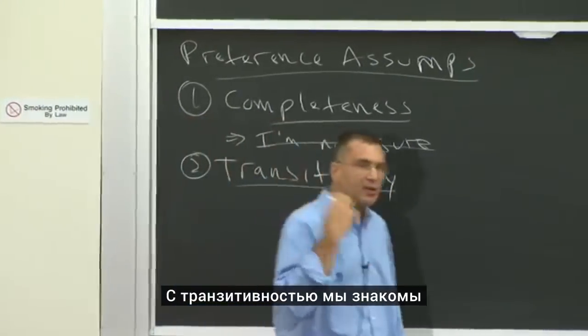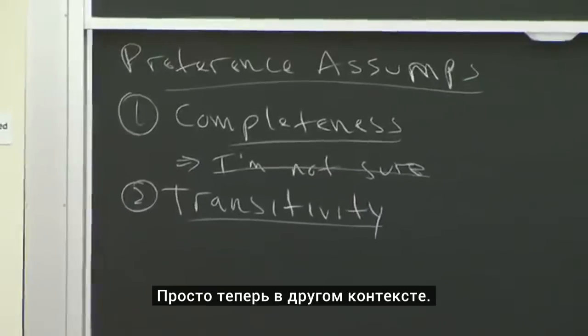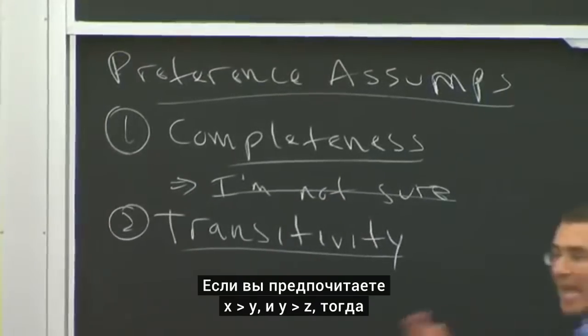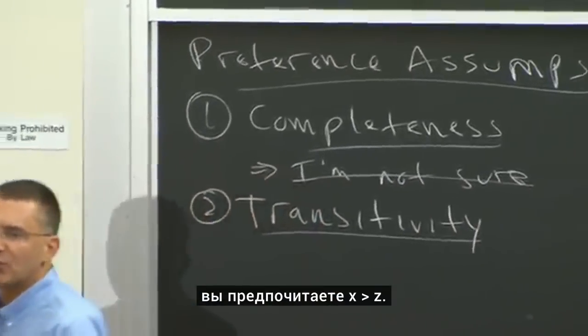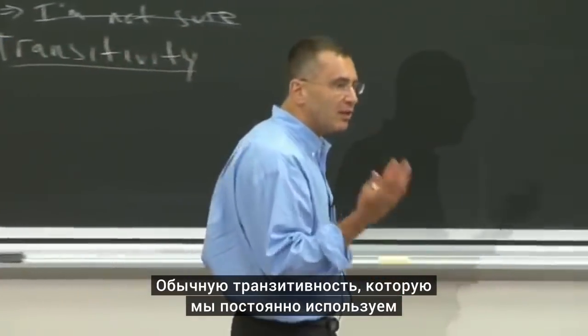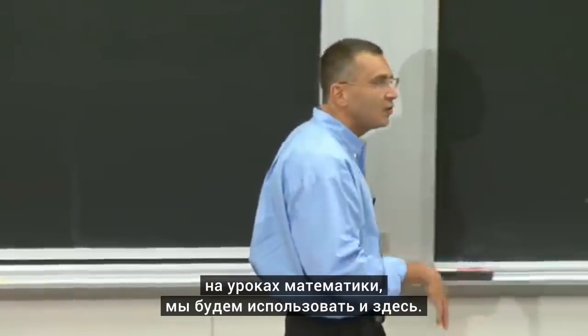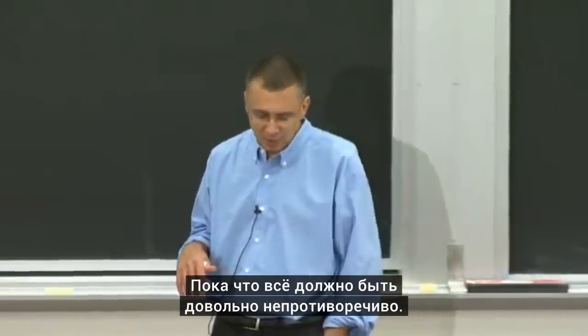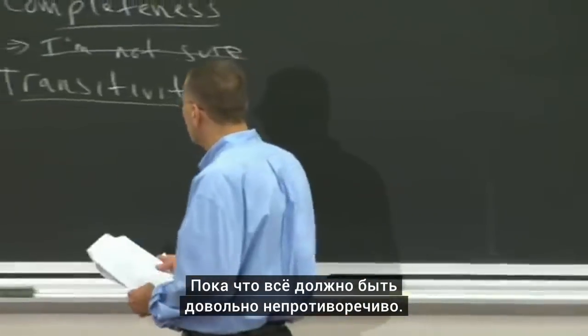The second is transitivity, which is something we've been learning since kindergarten, right? In all sorts of different contexts. That's just for X to Y and Y to Z, you got to prefer X to Z. Okay, you guys should do transitivity in your sleep by now. Okay, so the standard transitivity we always assume in math class, we're going to assume here as well. Okay, that should be pretty non-controversial.